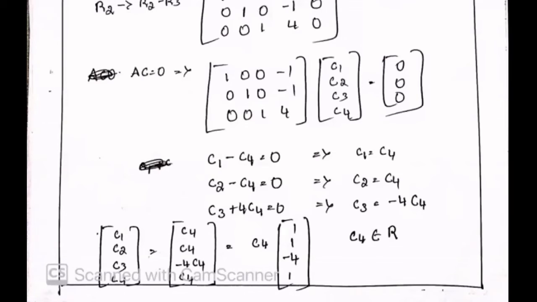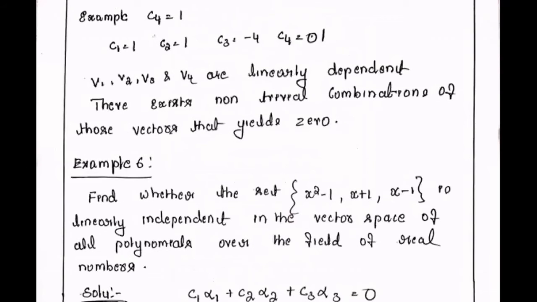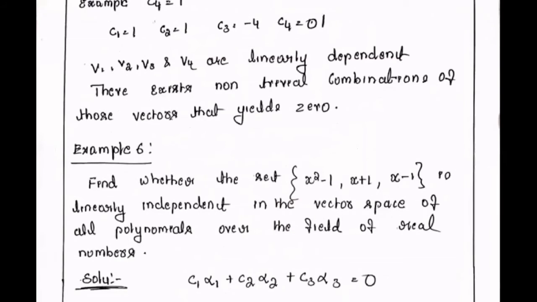So from this analysis, we can understand that since C1, C2, C3 are not equal to 0, they are dependent. These set of 4 vectors are dependent. So that is what is explained here. Basically they use the word non-trivial because trivial means the same in English. So if you don't get C1, C2, C3, C4 equal to 0, then it becomes a non-trivial combination of those vectors. So they are linearly dependent.